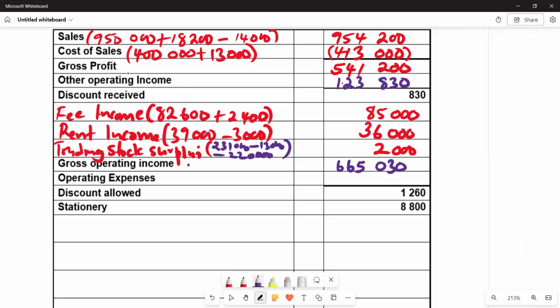Right. Then we go to our operating expenses. Remember, the total for operating expenses is supposed to come here. But we need to list all the operating expenses that we have in the question. We have already discount allowed and stationery being pre-entered here. So we can go up there and try to check other expenses that are listed in the list of balances that we have.